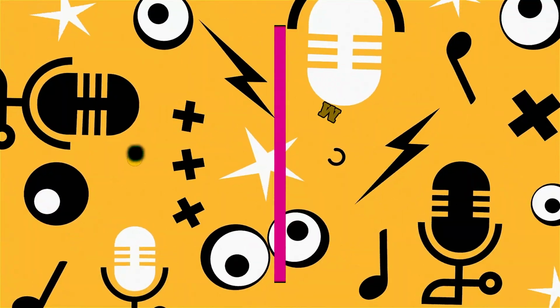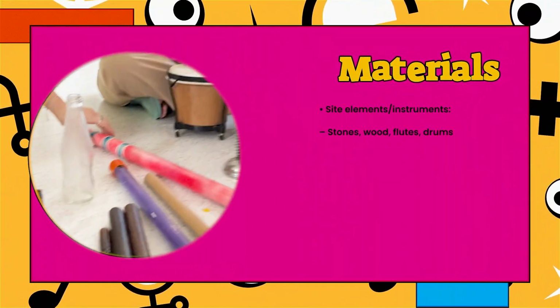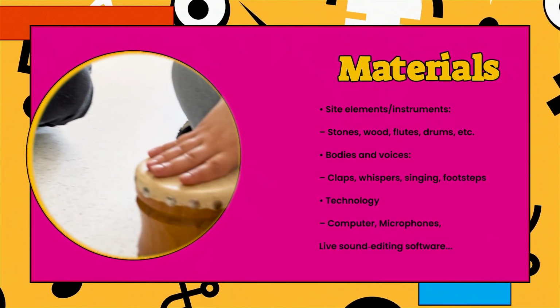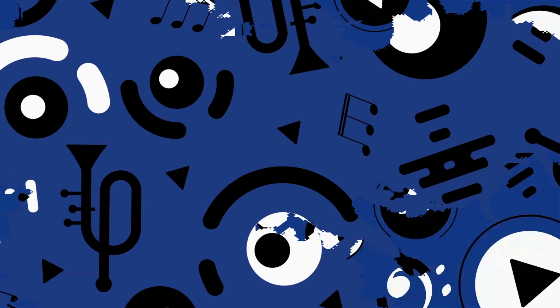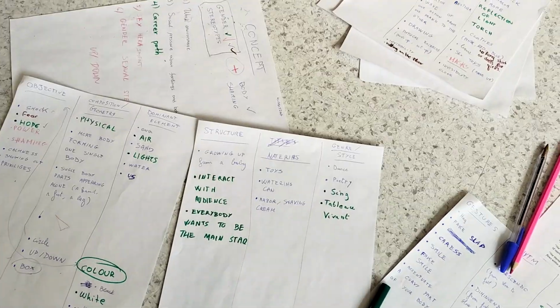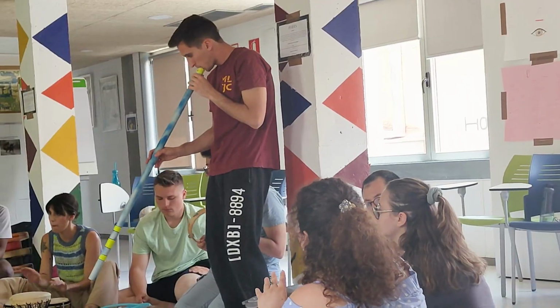But before we begin, let's review the necessary materials for this activity. We need objects from the location, any element found in the space that can produce sound or texture, such as stones, wood, metal, water, leaves, or fabric. We need bodies and voices. We will use voice and movement to complement the atmosphere.